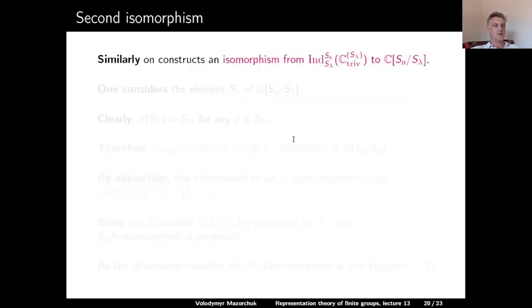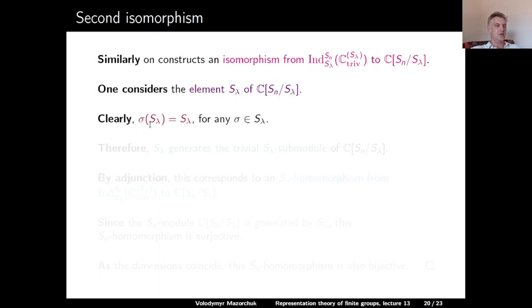Now, second isomorphism, similarly, one shows that the induced module is isomorphic to the coset module. So here is now a brief sketch of this proof. Consider the coset, which is just the subgroup S lambda. So this is a basis element of the coset module. Of course, sigma of S lambda is equal to S lambda for any sigma in S lambda. So the action is just the multiplication. Therefore, the coset S lambda generates a trivial S lambda submodule of the coset module.